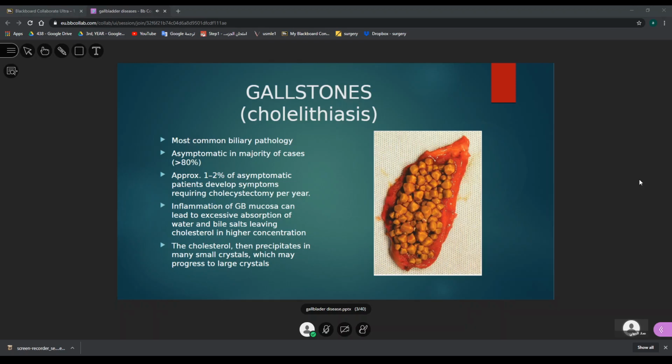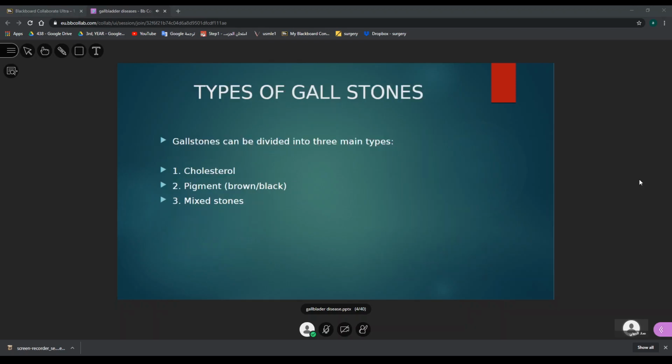Inflammation of gallbladder mucosa can lead to excessive absorption of water and bile salts, leaving the cholesterol in high concentration. The cholesterol precipitates in many small crystals, which progress to large crystals of cholesterol stones. Okay. What are the types of gallstones? We have three main types. We have cholesterol stone, we have pigment stone, which is either black or brown, and we have mixed stone.